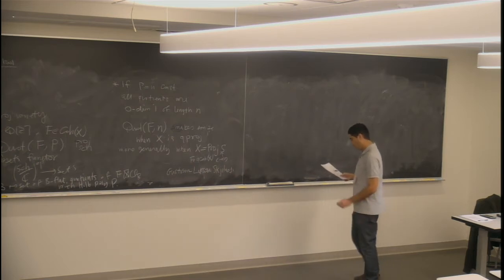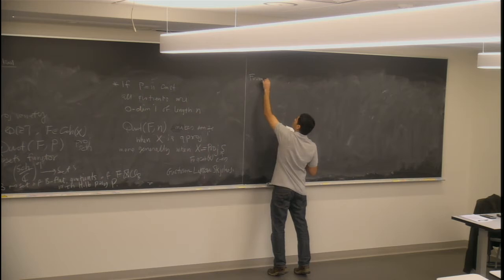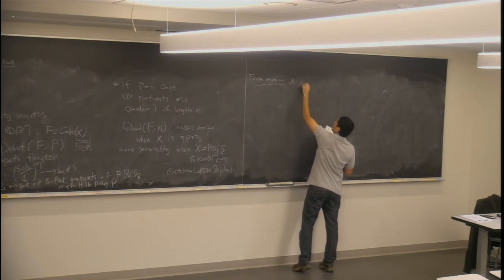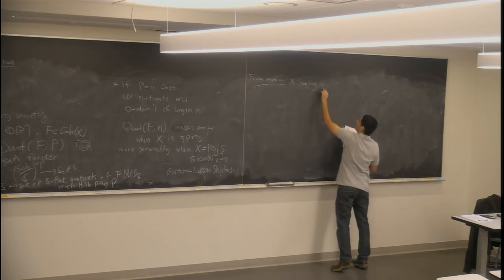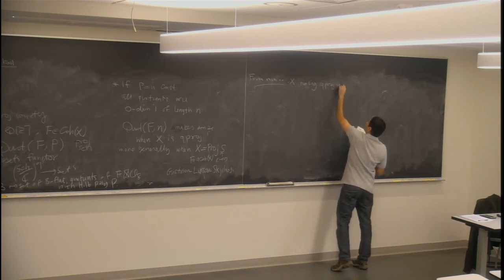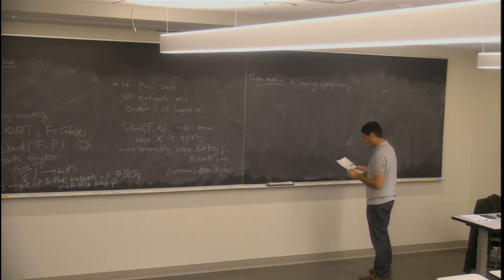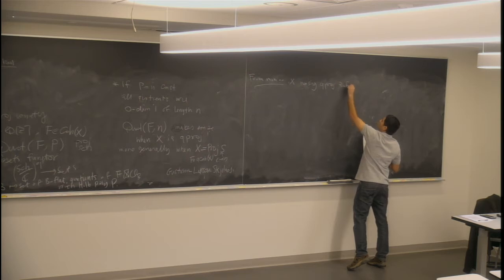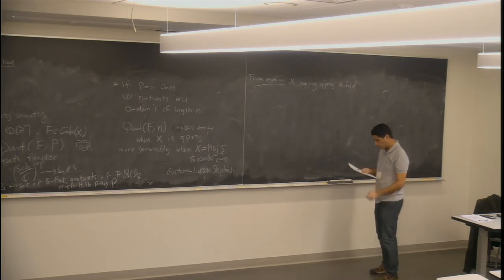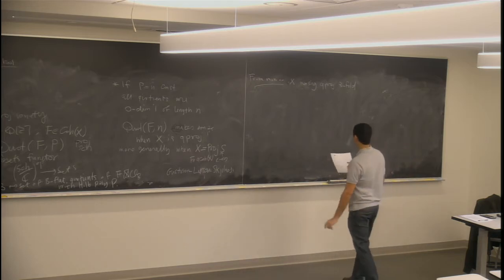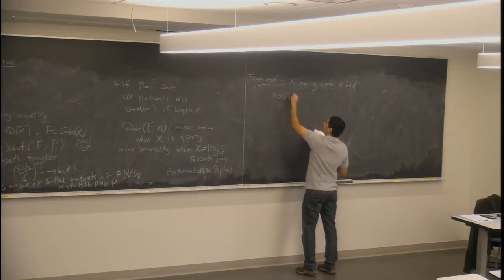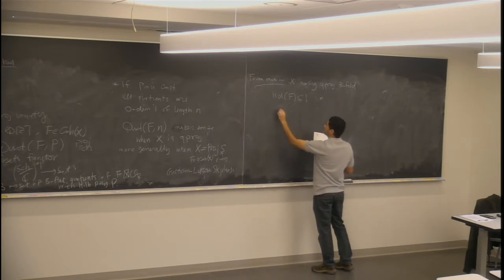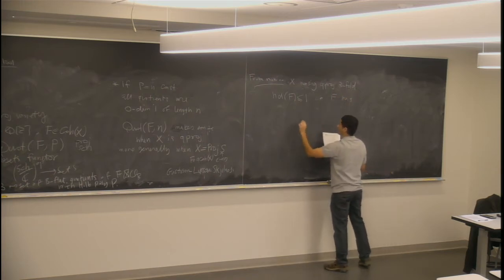Okay, so from now on, X is a nonsingular quasi-projective threefold, in dimension 3. And F is a coherent sheaf with homological dimension less than or equal to 1. So this means that F has a two-term locally free resolution.